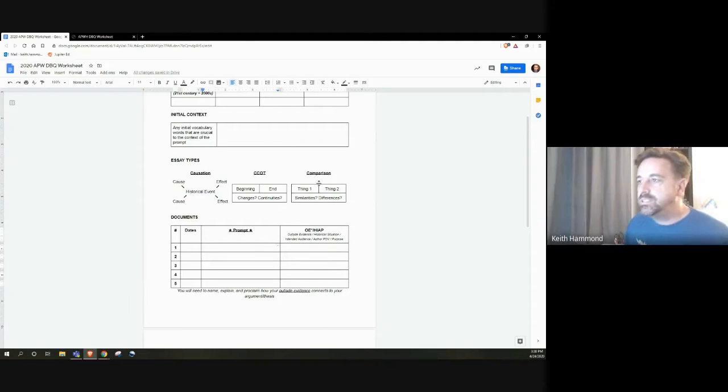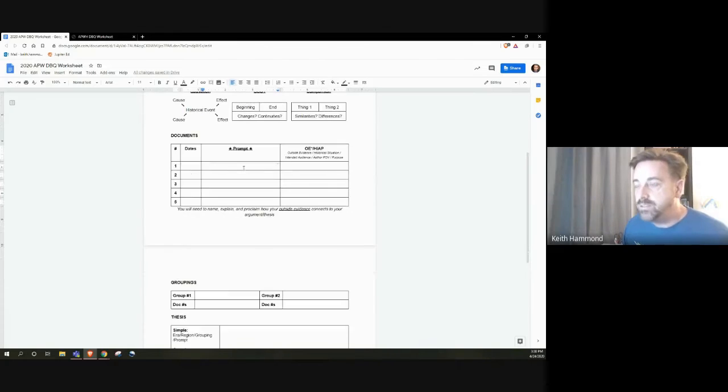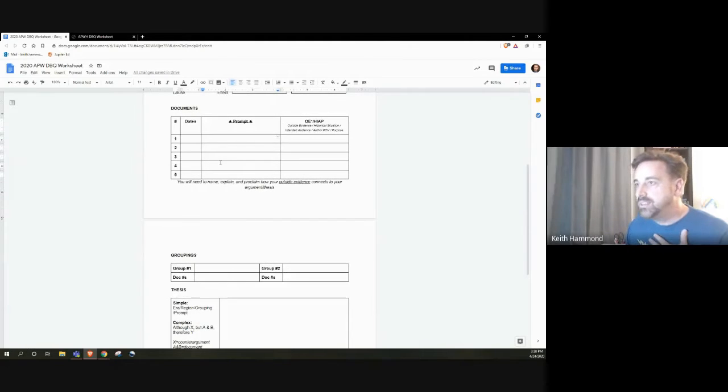So once we do this, this whole portion up here should take you no more than like 30 seconds to a minute. And then we can get into the meat of the thing, which are the documents themselves. So how I like to set up my table is this.